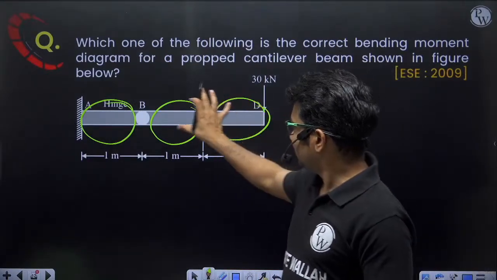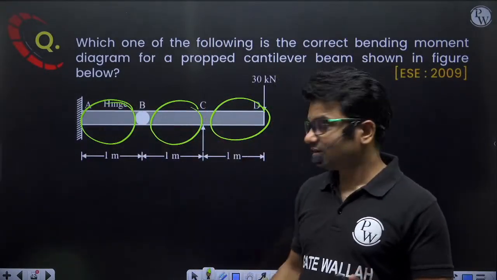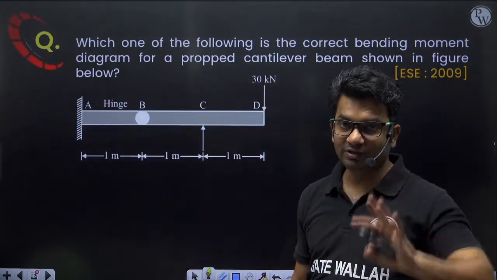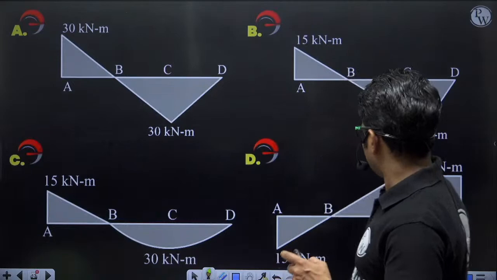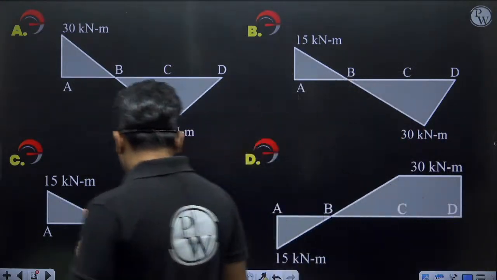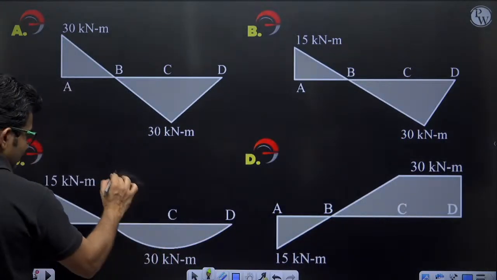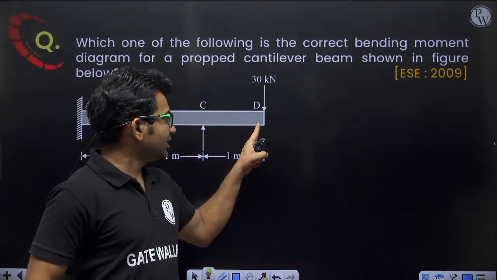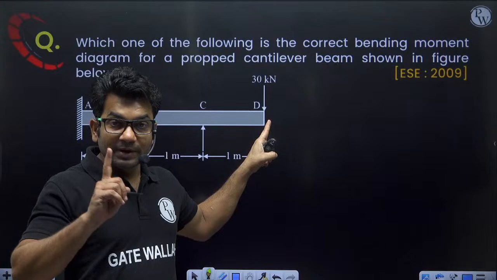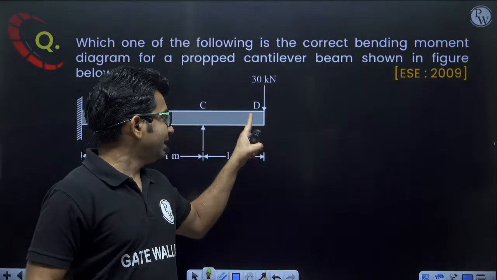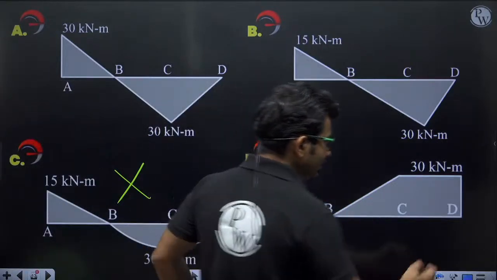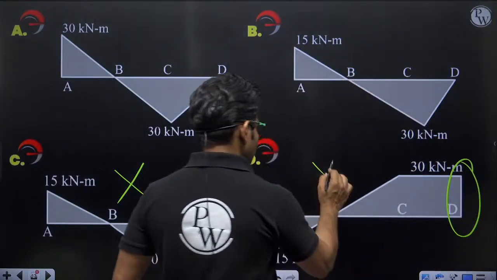So in all three portions I will be getting a linear, straight line or triangular bending moment diagram. Linear, straight line will be there. So first of all I will reject all those options which are having curves. So this is straight away rejected. Then at this section my bending moment will be equal to 0. Bending moment will be equal to 0 at this location. So because of the bending moment given here, this is also rejected.